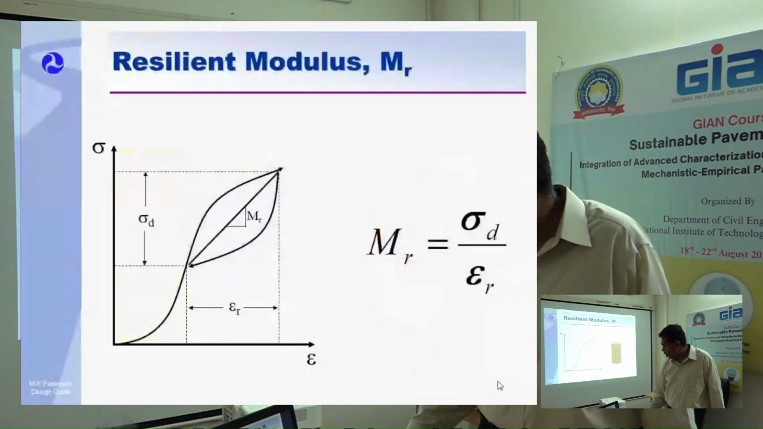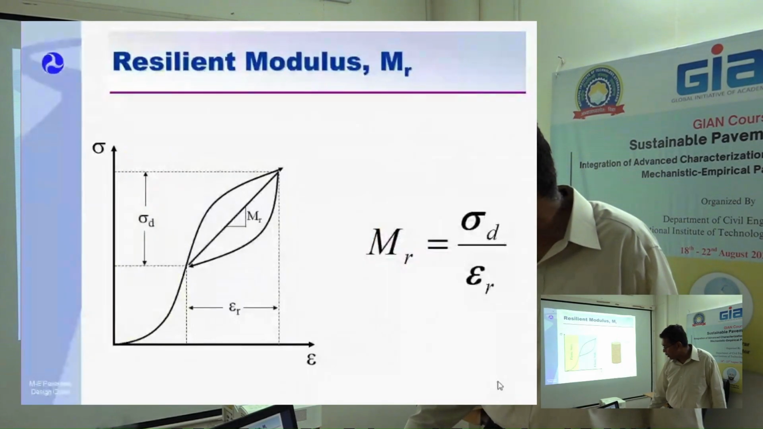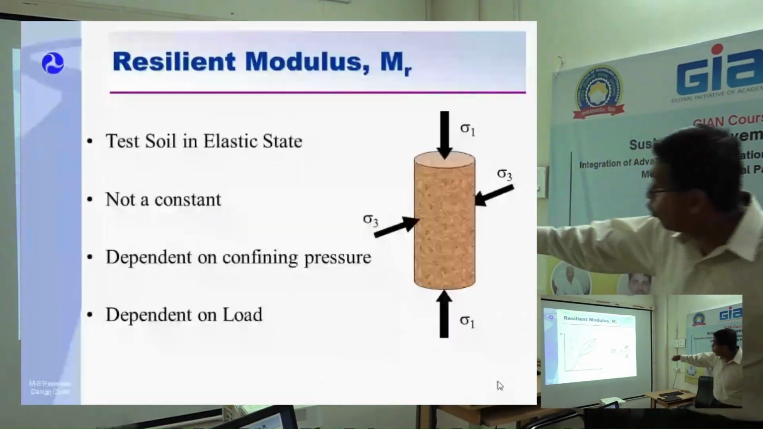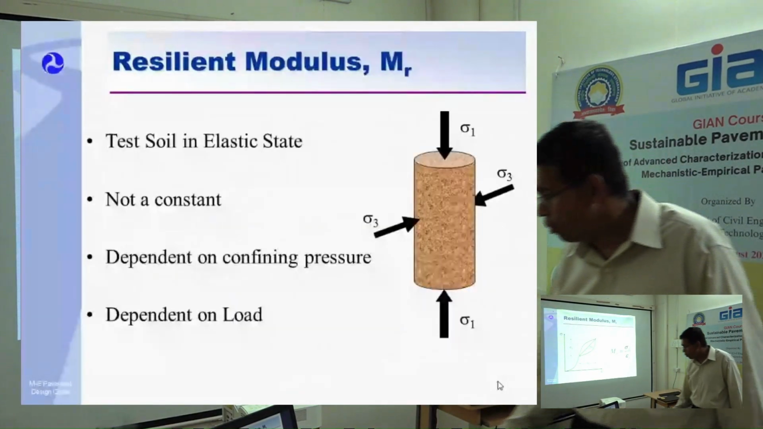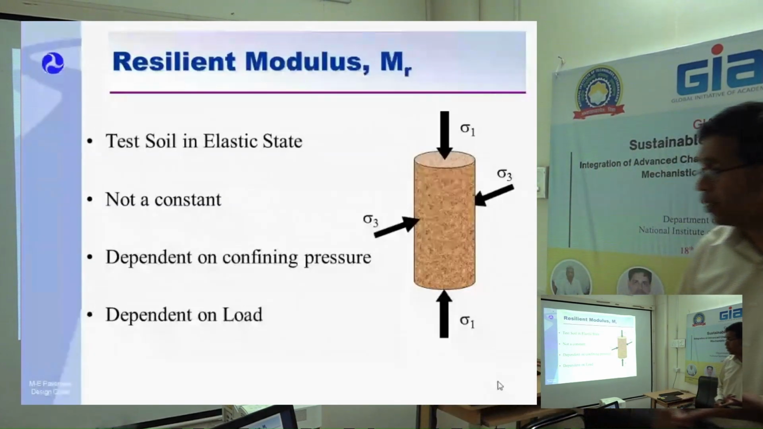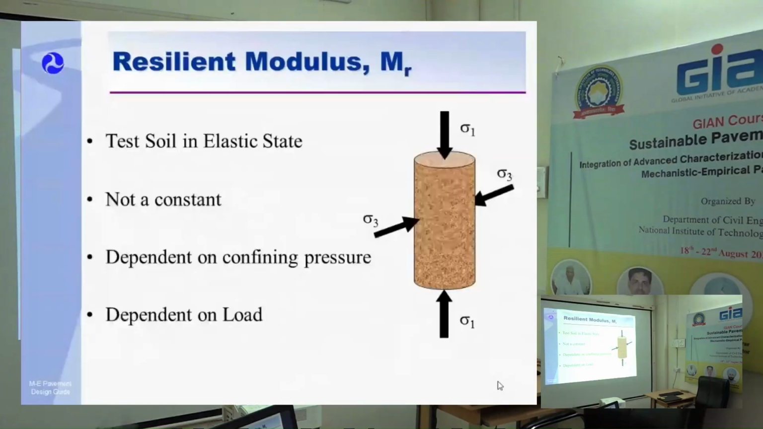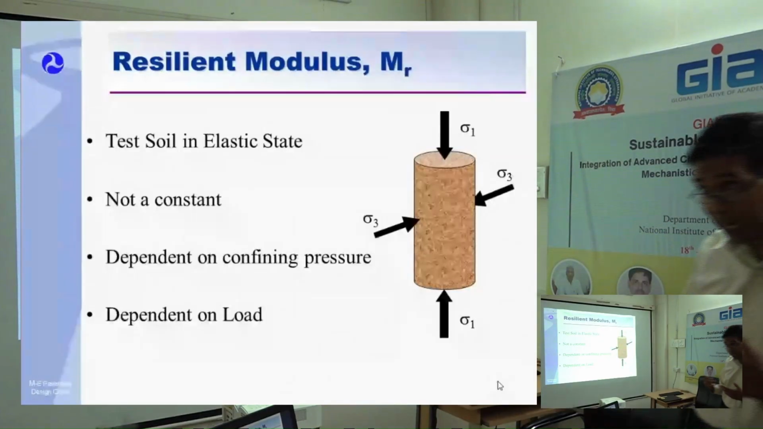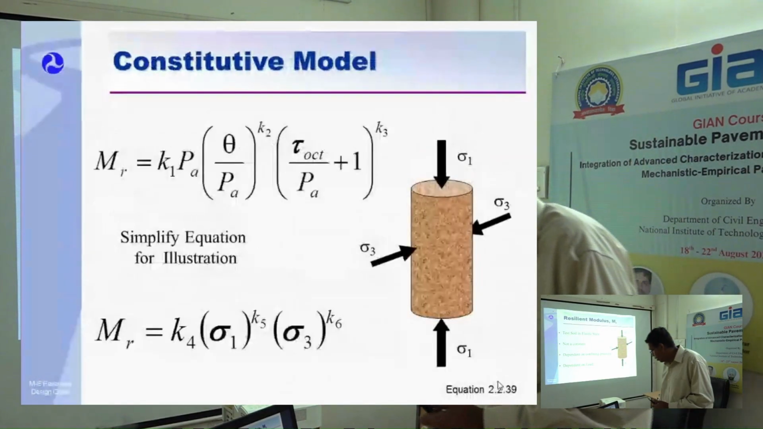And then we talked about this. I don't need to write this again because this is sigma D over epsilon R. I covered this. The test soil is in an elastic state and depends on the confining pressure and the load. Remember, I talked about granular material and cohesive material.